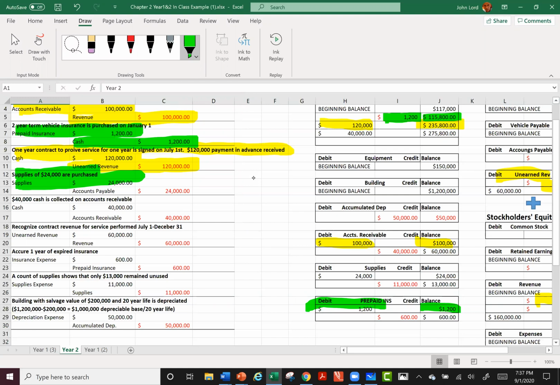I buy supplies that are going to last me maybe a couple years or something. I get a bunch of supplies, right? So I go ahead and I'm going to take those supplies. I debit supplies because they have future economic benefit.